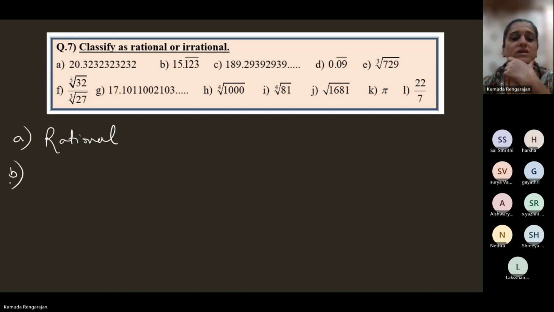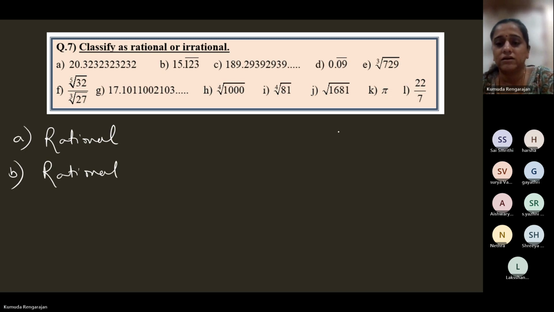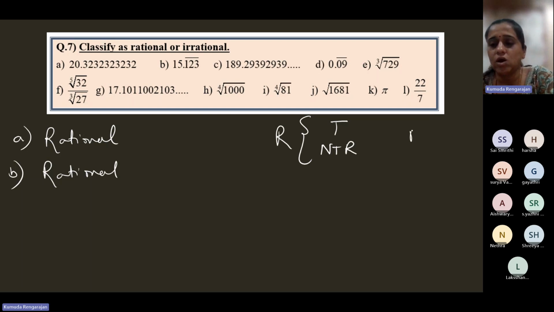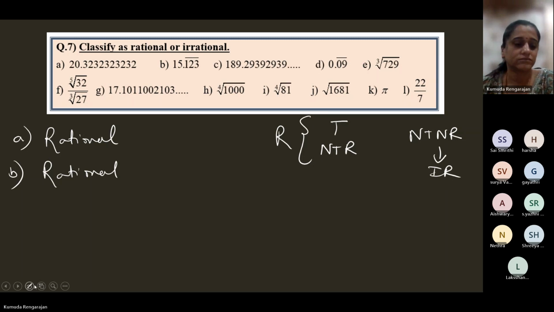Second one, that is B. Is it terminating or non-terminating? Non-terminating. Is it repeating or non-repeating? Repeating. It's non-terminating, repeating. Then is it rational or irrational? Rational number. Terminating and non-terminating, repeating: these two are rational numbers. Non-terminating, non-repeating: irrational number.